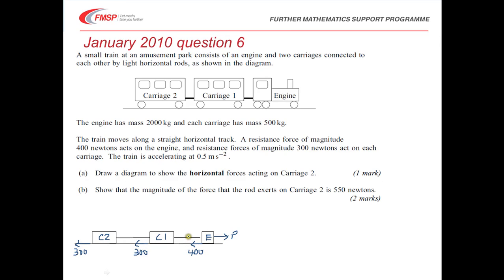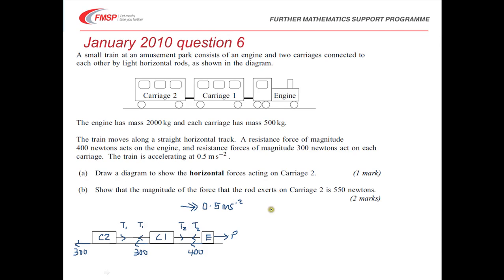And then we've also got these rods. So there'll be a tension here, if we call that T1, and there'll be another tension here which we could call T2. It really doesn't matter, but they are going to be different. So we need to call them something different. So that's basically the horizontal forces. I'm not concerned with the vertical forces. And we're also told that it's moving in this direction with an acceleration of 0.5 meters per second squared. So that's the situation I think that we've got.